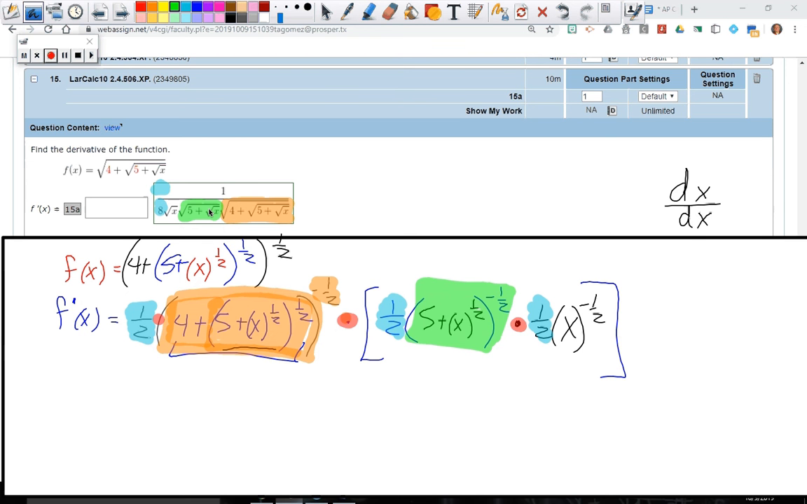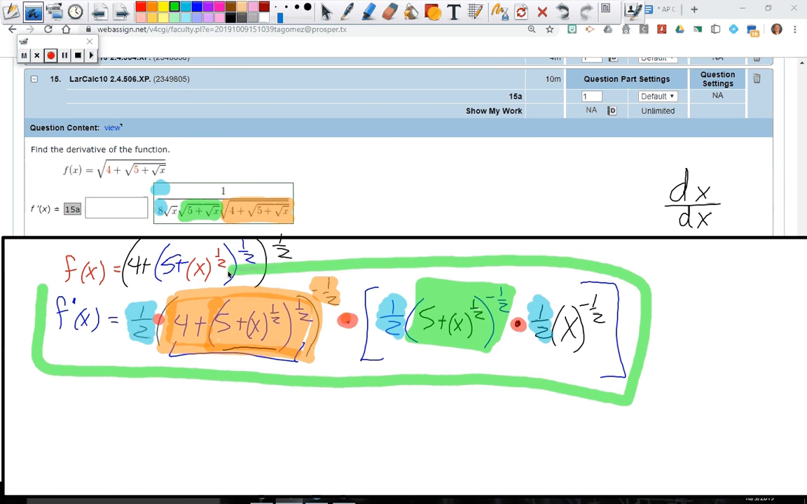Is it wrong if we leave it like this? Nope. It's totally correct if you leave it like this for WebAssign. Just make sure that you get the practice of rewriting stuff, because on quizzes and tests, I will take off if you leave negative exponents. What I meant was, what if you change from the negative exponents? Do we have to put it back in radical form? No, you can keep it as a fractional exponent.